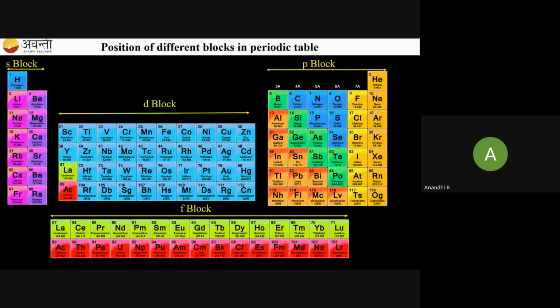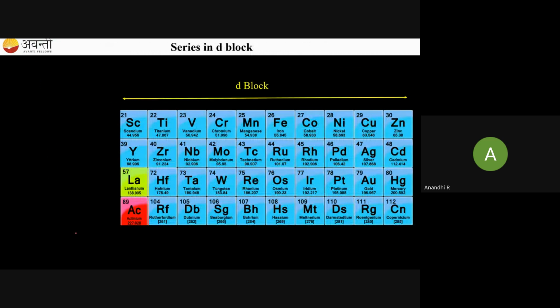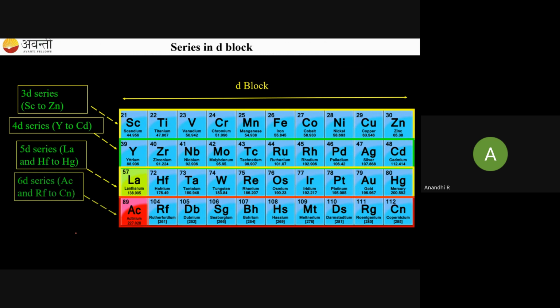Now the position of the different blocks in the periodic table is on this screen for you. The first two groups consist of the S block, groups 3 to 12 are the D block, and 13 to 18 are the P block. From lanthanum and actinium in the D block, two more rows are formed, and those are the F block. In this lesson we are going to deal with the D block and F block. There are only 4 D series, 4 rows. The first row is called the 3d series, the second row is 4d, the third is 5d, and the last one is 6d.